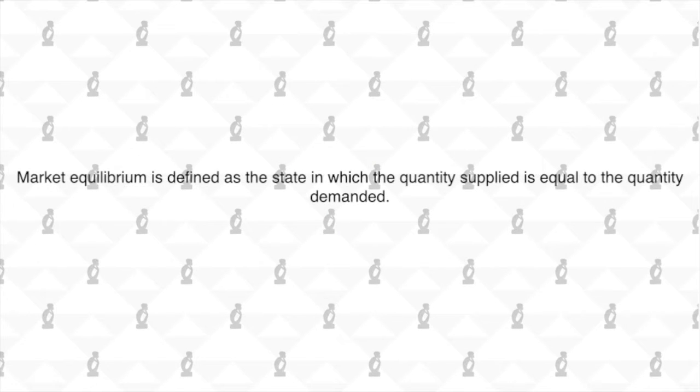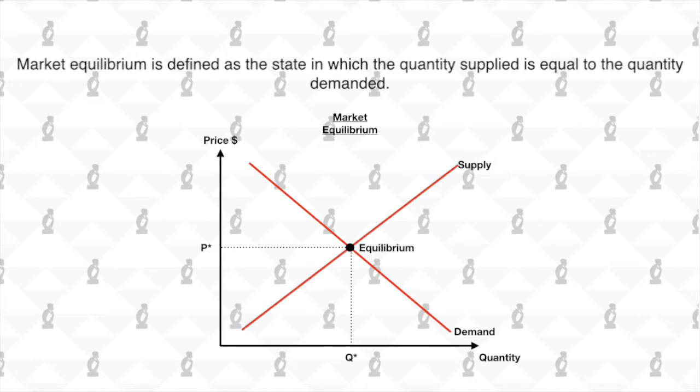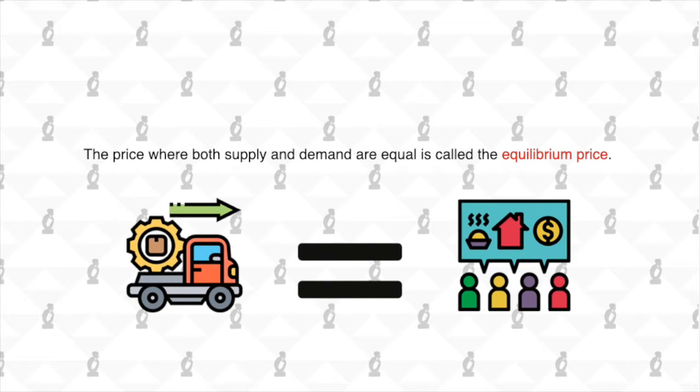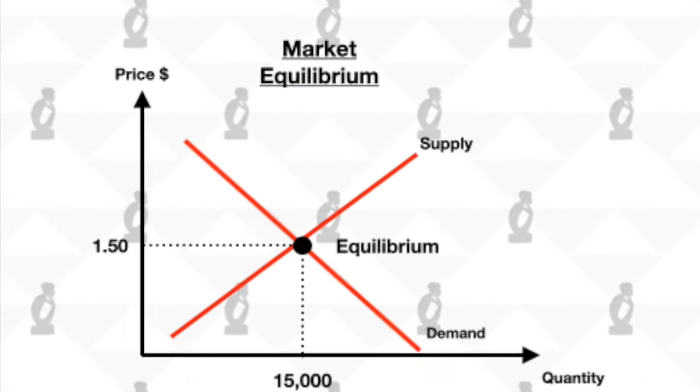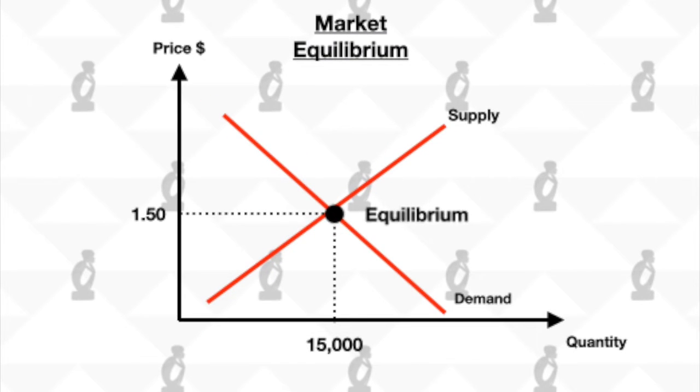Market equilibrium is defined as the state in which the quantity supplied is equal to the quantity demanded. The price where both quantity supplied and demanded are equal is called the equilibrium price. At this price, the amount sold is exactly the same as the amount bought. As seen in the table, the equilibrium price is found at $1.50. The equilibrium quantity supplied is equal to the quantity demanded at 15,000 cans of blue soda.